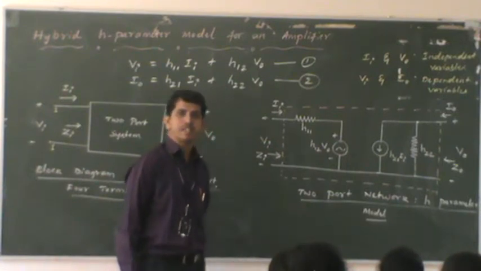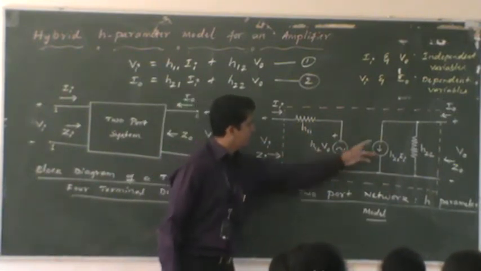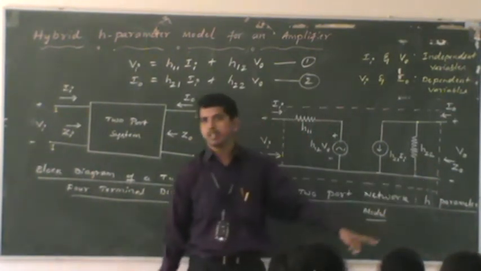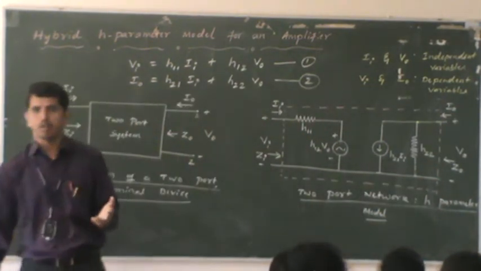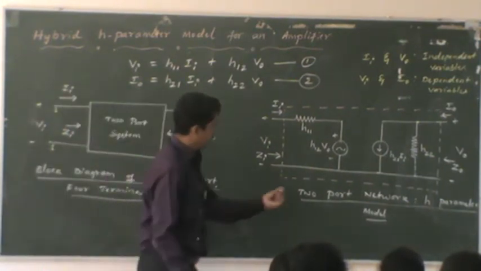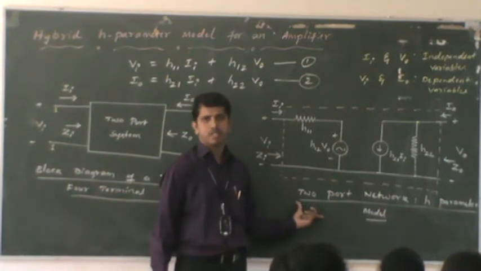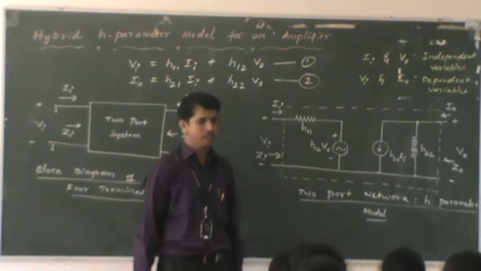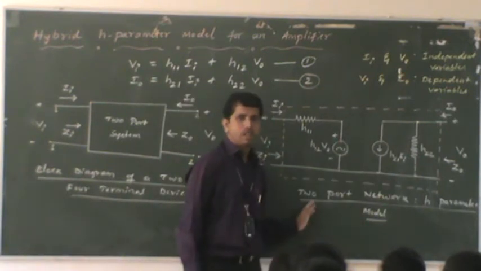But what I am trying to say is, having these 4 elements, H11, H12, H21, H22, we can model any 3-terminal device or even 4-terminal device also. But here, specifically, we are using this particular network to model the bipolar junction transistor. We will see in the upcoming classes how to model bipolar junction transistor using this network called the H parameter network.